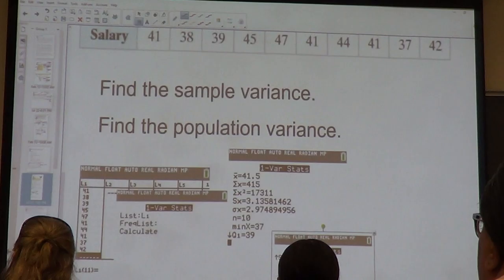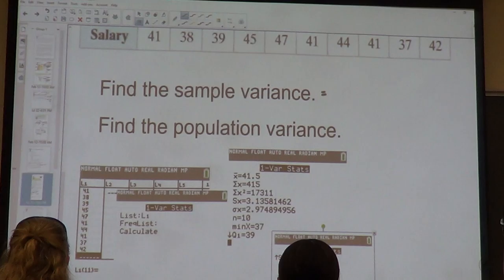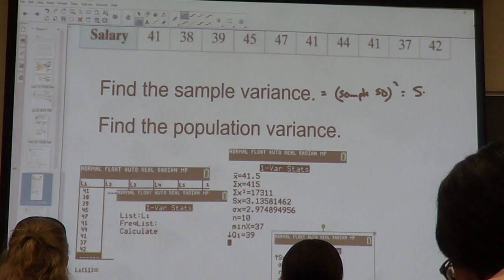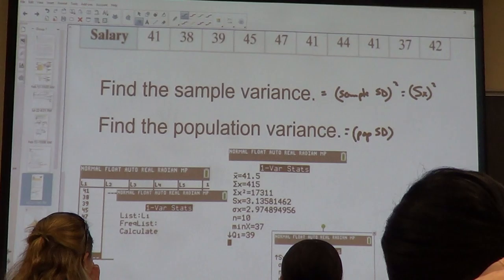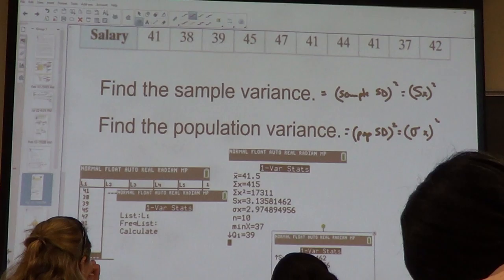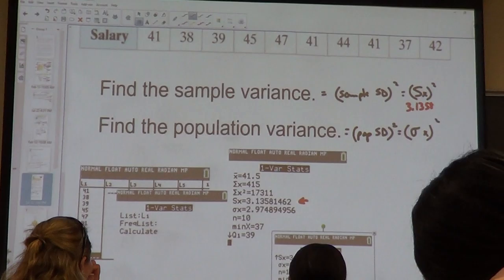Okay, they want the sample variance and the population variance. So this is going to be sample standard deviation squared, which is going to be SX squared. This is going to be population standard deviation squared, which is sigma X squared. So this is my SX, so it's going to be 3.1358, however far you want to go, I don't care, squared. I'll round it. That's fine.